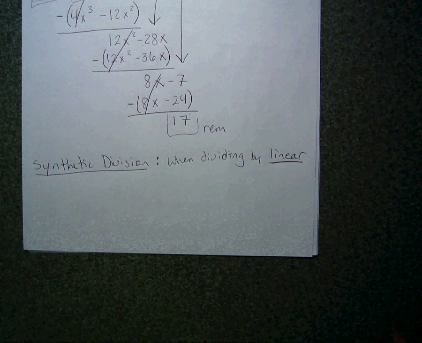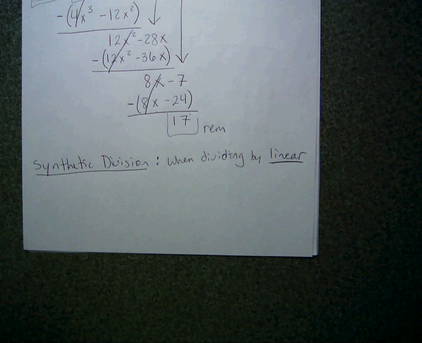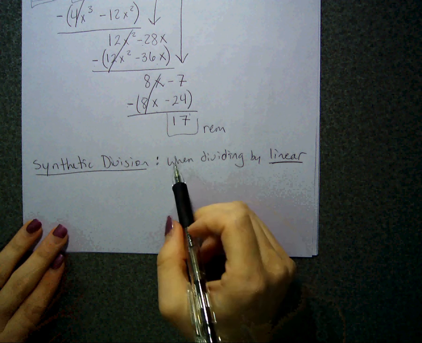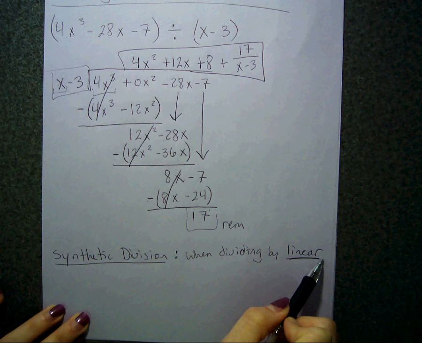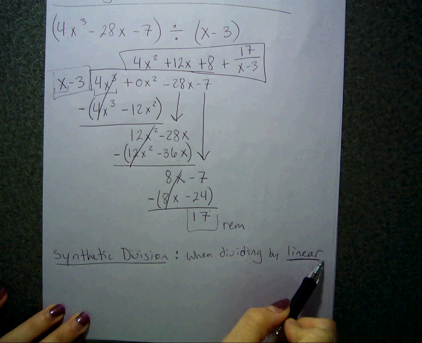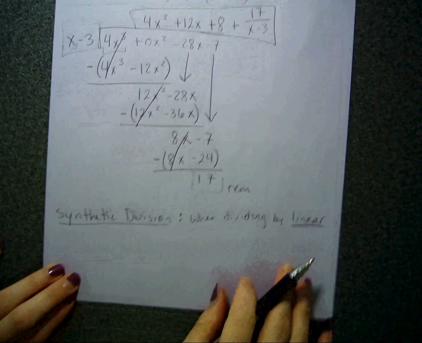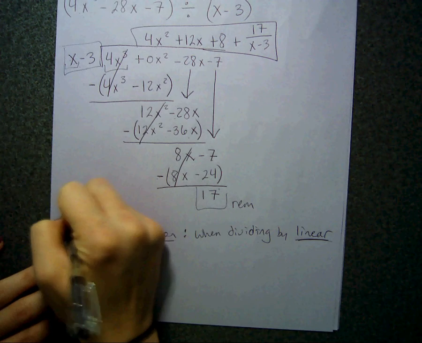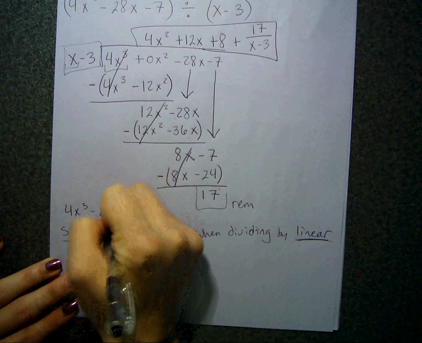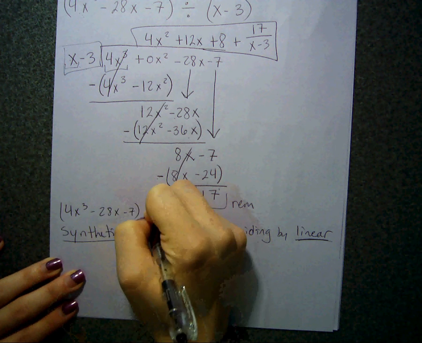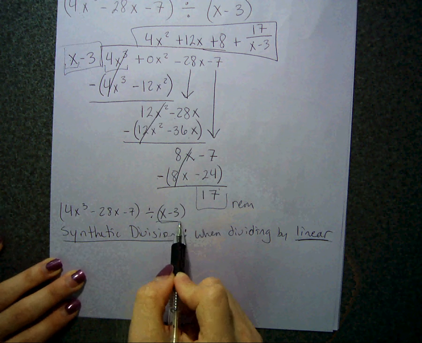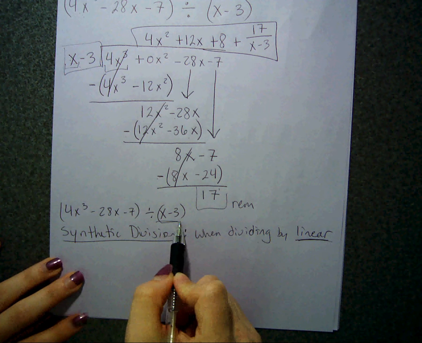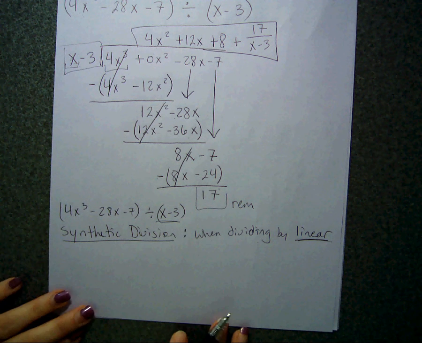Alright, so the second type of division of polynomials is synthetic division, and it only works, again, when we're dividing by something linear. So we're going to do the same exact example, but this time using synthetic division. So I have 4x cubed minus 28x minus 7 divided by x minus 3. Again, notice what I'm dividing by is linear. I don't have x squared, x to the fourth, x to the fifth. It's x to the first, so it's linear. So I can use synthetic division.